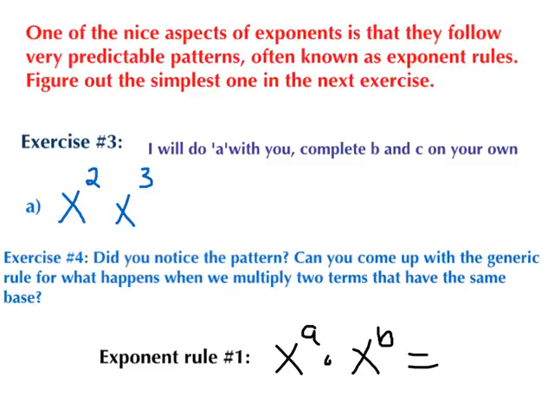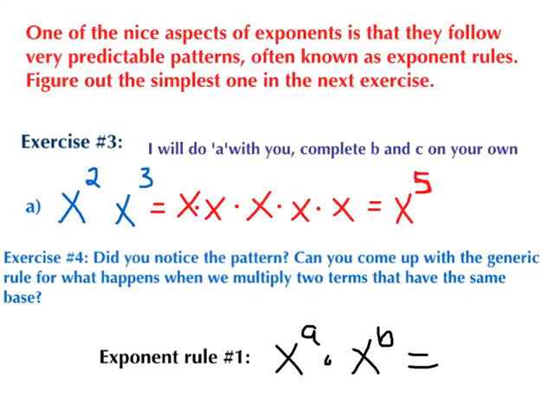So let's take a look at A. A says x squared times x to the third power. Well, if I were to write that out, it would be x times x times x times x times x. So ultimately my answer is, how many x's are there? x to the fifth power.